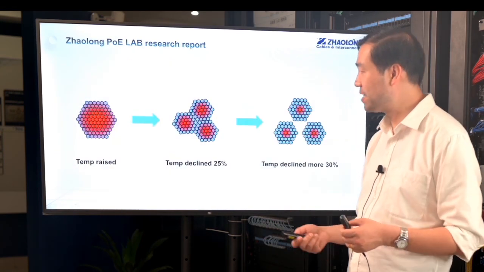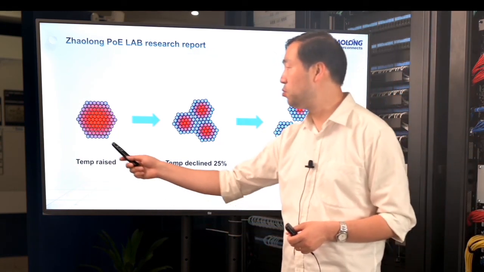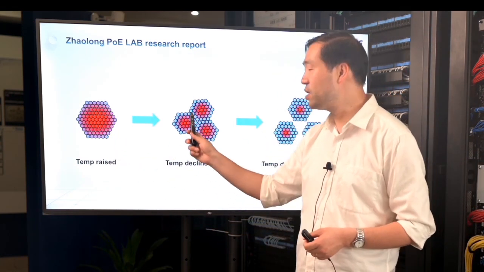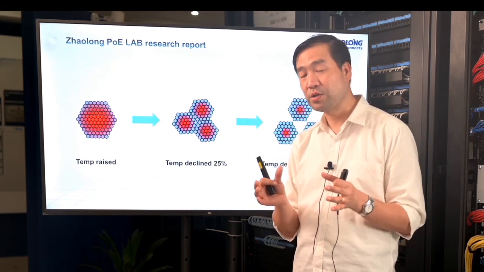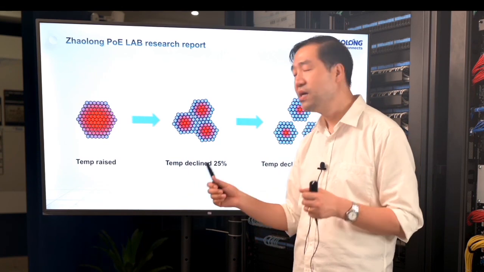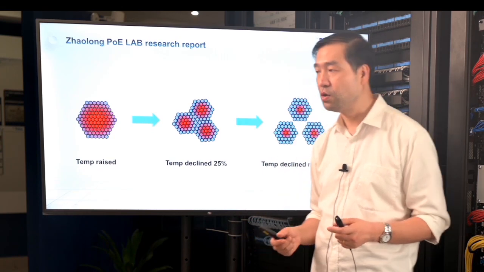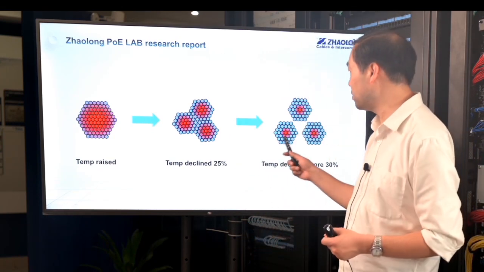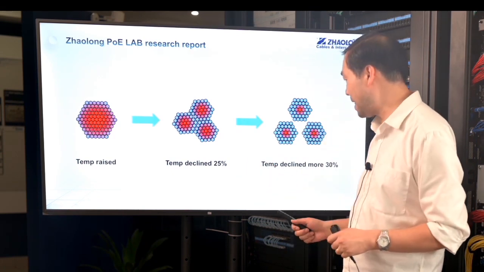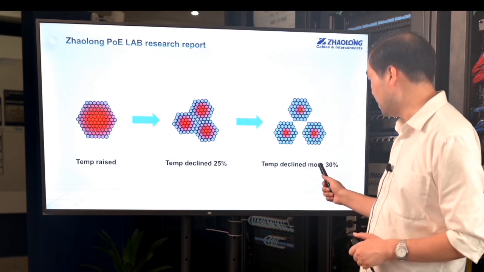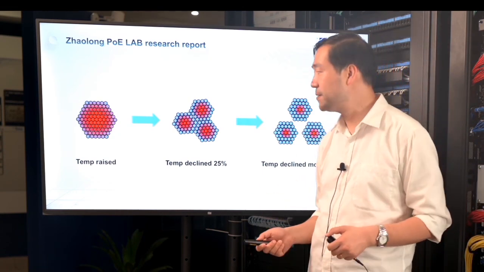Let's see detail. Yeah, you can separate the cable like this module. Every 24 cable bound together to let the temperature decline about 25%. But maybe that's not enough. So we recommend you to separate the bundle each other to let them have more space. So you can let the temperature decline any other more 30%. That's a good idea.